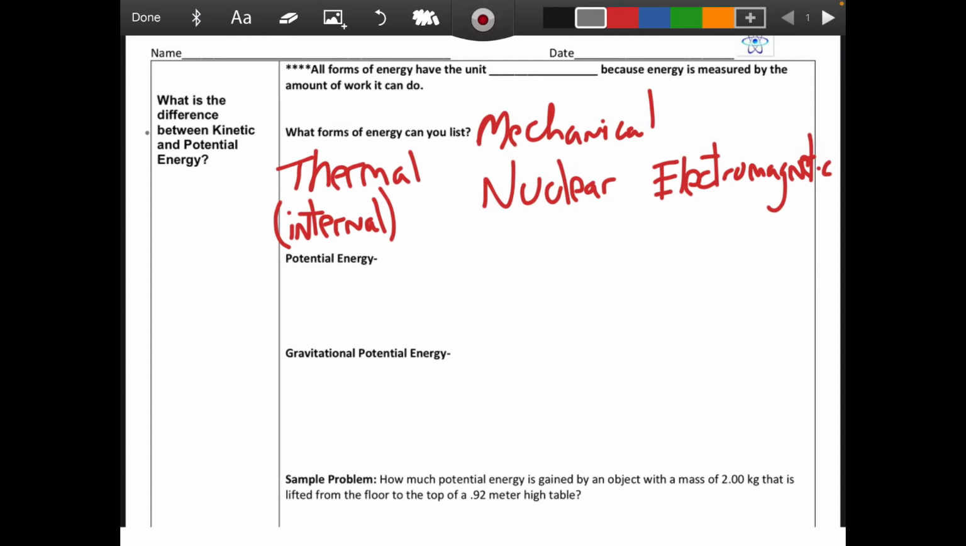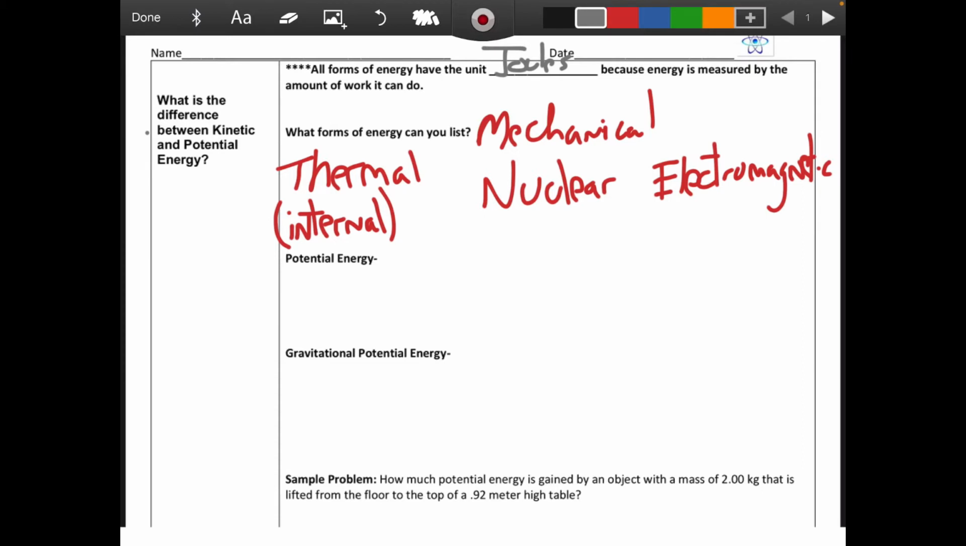Now, all forms of energy have the units of joules. And like we kind of said when we had work equals force times distance, it's also equal to the change in energy. So work is the amount of energy that something can do, therefore they're all going to have units of joules. Now, I just listed some different forms of energy that kind of came to mind. You might be able to brainstorm some others.